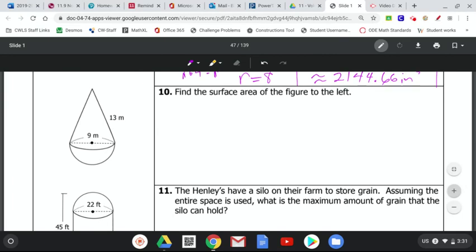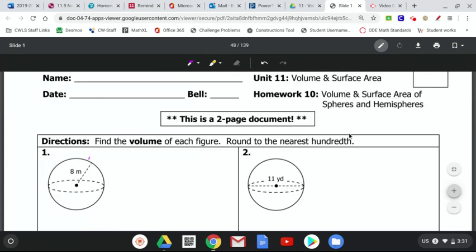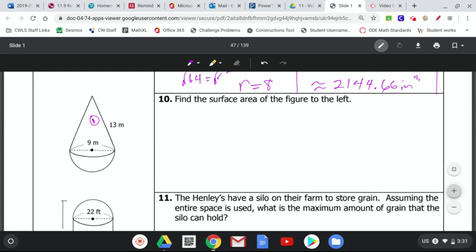Find the surface area of the figure to the left. Oh, man. All right, so this is like a composite figure. Basically, the first figure that we have is a cone, and the second figure that we have is a hemisphere. So to find the surface area of the first figure, that surface area formula goes back to the one of a cone, and it's just going to be pi r squared plus pi times the radius times the slant height.